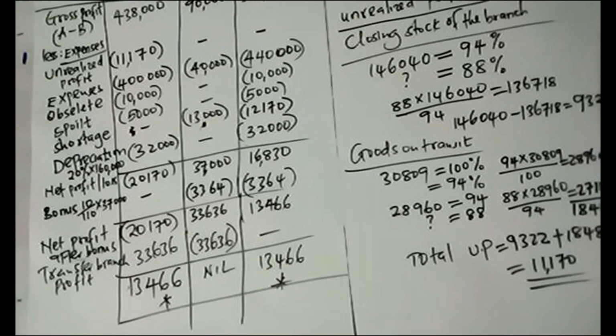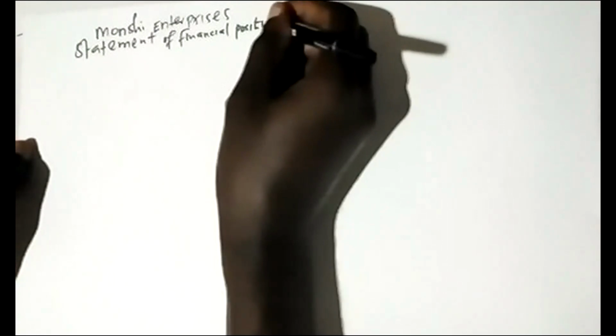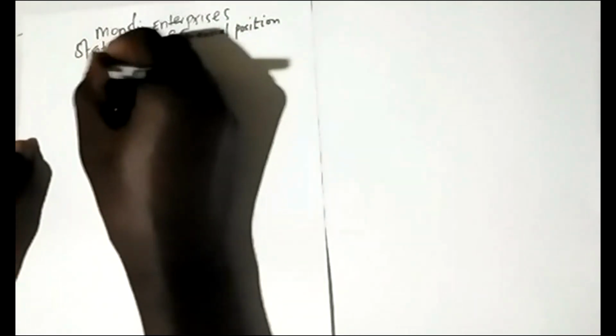So let us move direct now to the second part of the question, which is the statement of financial position. So the second part is all about the statement of financial position. So Moshi Enterprises. So we do statement of financial position. So this one seems to be easy and doesn't require a lot of workings. As at 31st March 2014.